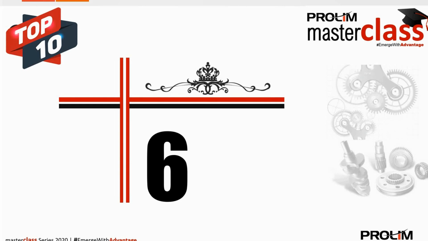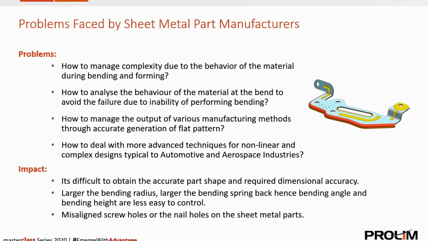Number 6. Sheet metal design and manufacturing is not as easy as we think. There are a lot of problems while dealing with sheet metal design and manufacturing. How to manage complexity due to the behavior of material at the time of bending or forming. How to deal with the complex techniques used in the automotive and aerospace industries. Because of these problems, there is an adverse impact on the final quality and productivity. It's difficult to obtain the accurate part shape and the required dimensional accuracy.